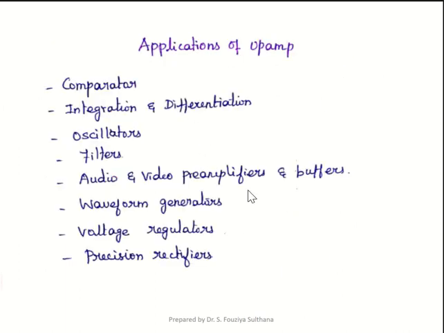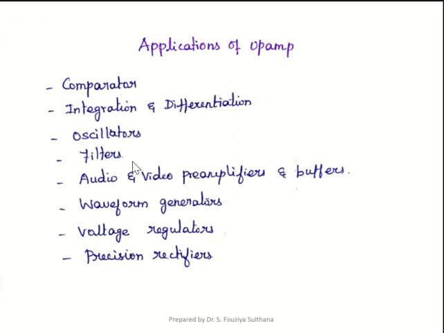These are some applications of op-amp. First one is the comparator. It is an important application. It compares two voltages or currents and produces the output indicating which one is the larger one. Then op-amp is used to perform mathematical operations like integration and differentiation. Then op-amp is used to produce repetitive and oscillating electronic signals, often a sine wave or square wave.